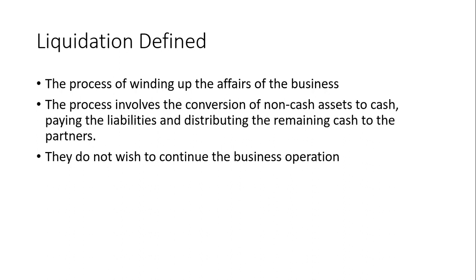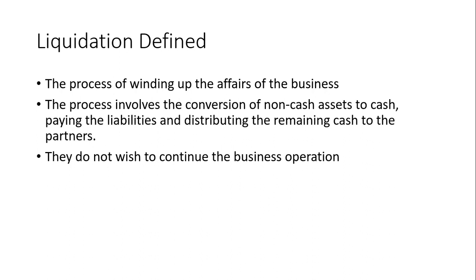Examples are accounts receivable, machinery, those that are under your PPE or property, plant and equipment, and building. So those are examples of our non-cash assets. We'll need to sell them for us to realize cash. The next step is to pay the liabilities, and then if there's remaining cash after settling our liabilities, we'll need to distribute it to the partners.